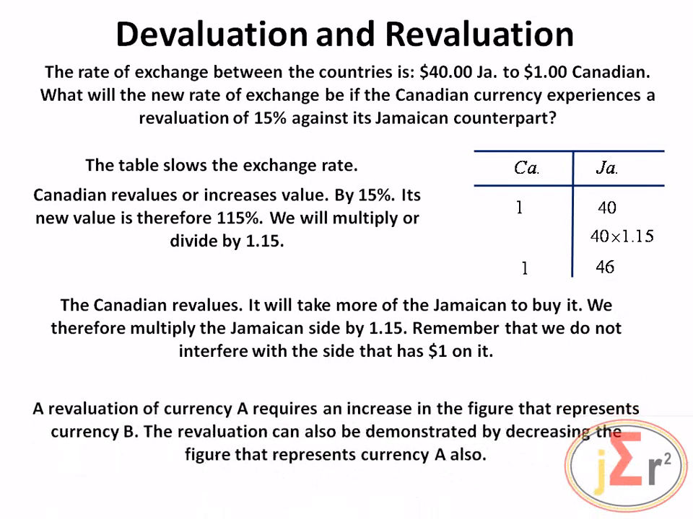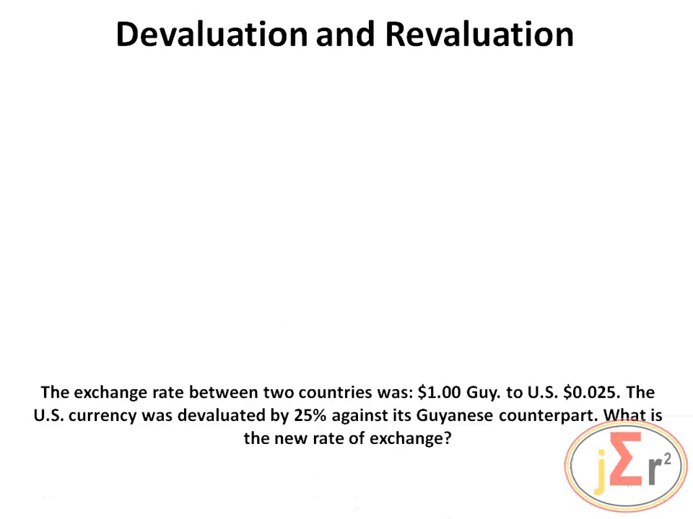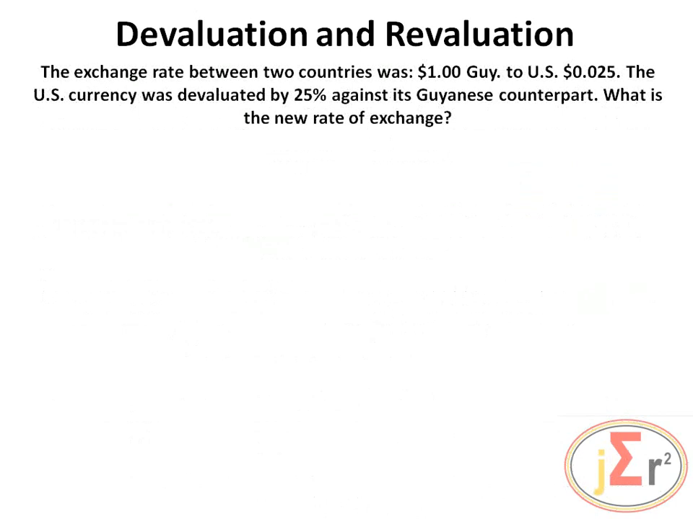A revaluation of a currency A requires an increase in the figure that represents the currency B. The revaluation can also be demonstrated by decreasing the figure that represents the currency A. The exchange rate between two countries, so we have that as Guyanese $1 to US 0.025. The US currency was devaluated by 25% against the Guyanese counterpart. What is the new rate of exchange? The table shows the exchange rate.